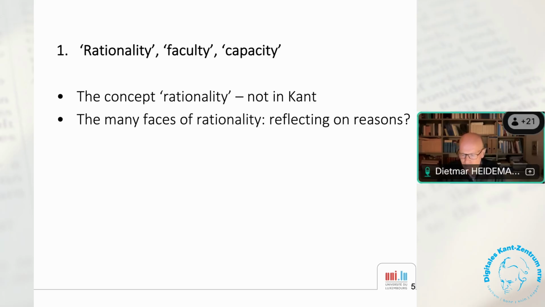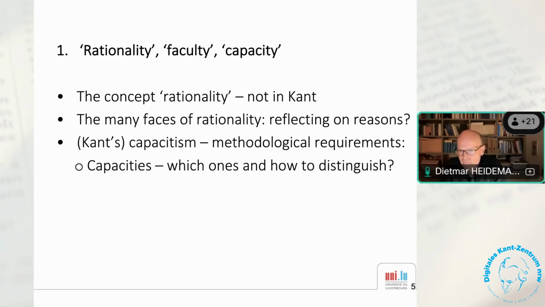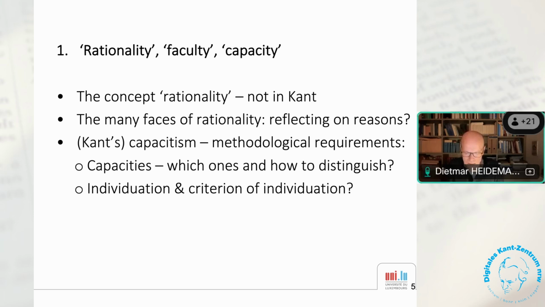But I think the best way to start is to consider methodological requirements that theories of rationality, and now here in our context, Kant's Capacitism, must meet. So what do I mean? If it is the case that capacities help us to understand what Kantian rationality is, then the question is, of course, which capacities, and how to distinguish them. I think this is rarely discussed in the literature. And answering this question means to come up with a criterion of individuation, because we need to individuate capacities.